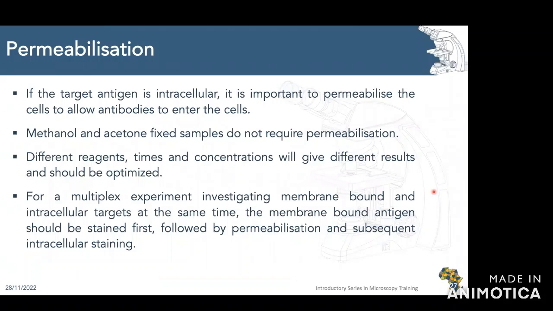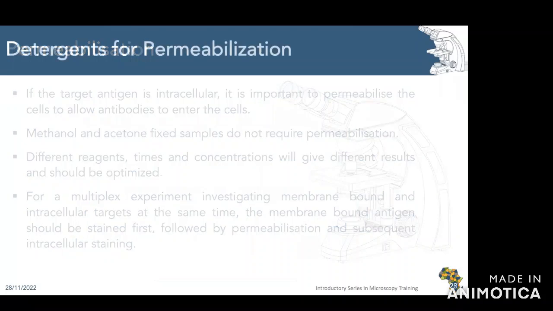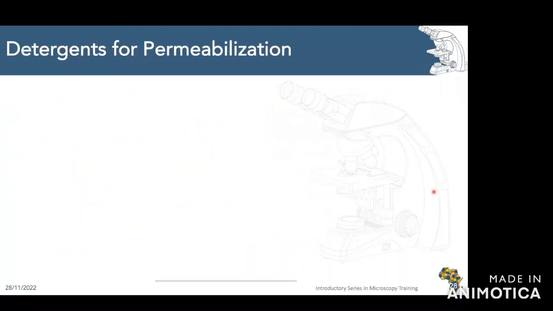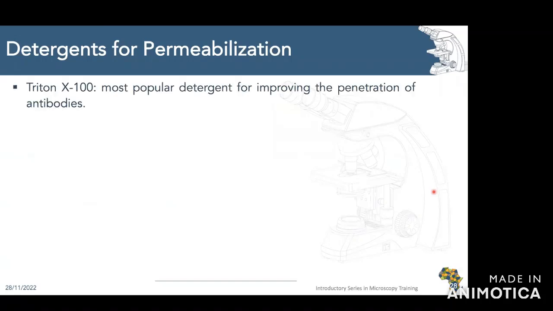If you need to visualize both at the same time, you should stain your membrane-bound antigen first, then permeabilize, and then do your intracellular staining. So that's the procedure you would take for that. If you do your permeabilization first, your membranes will be so destroyed that you will not have access to any of those targets. So there are a number of detergents that can be used for permeabilization.